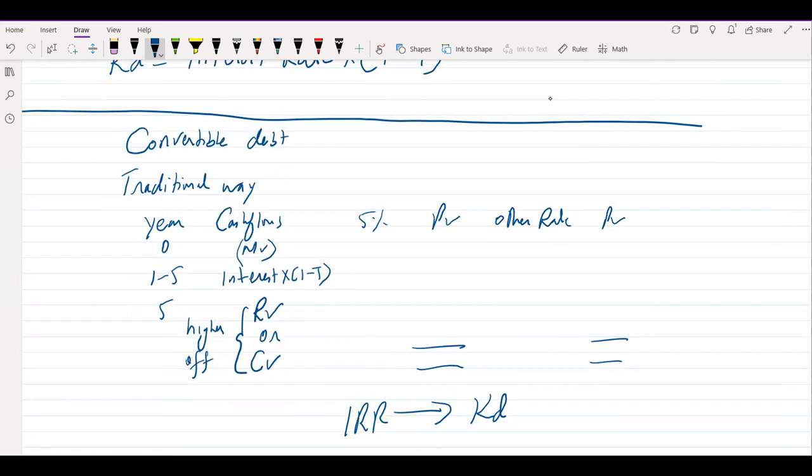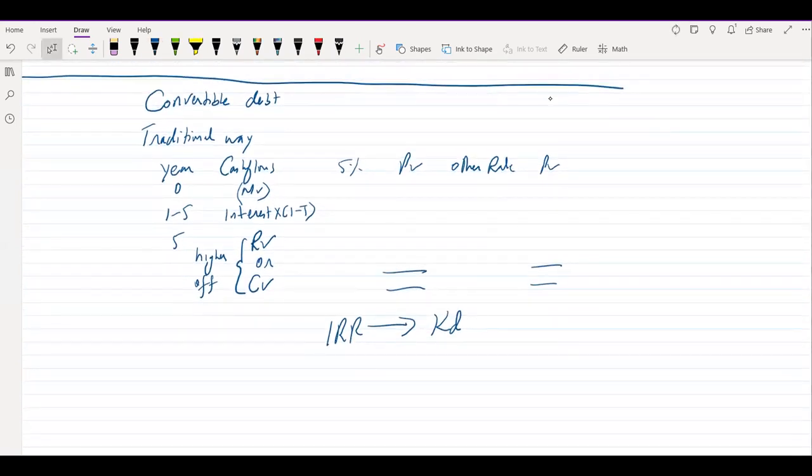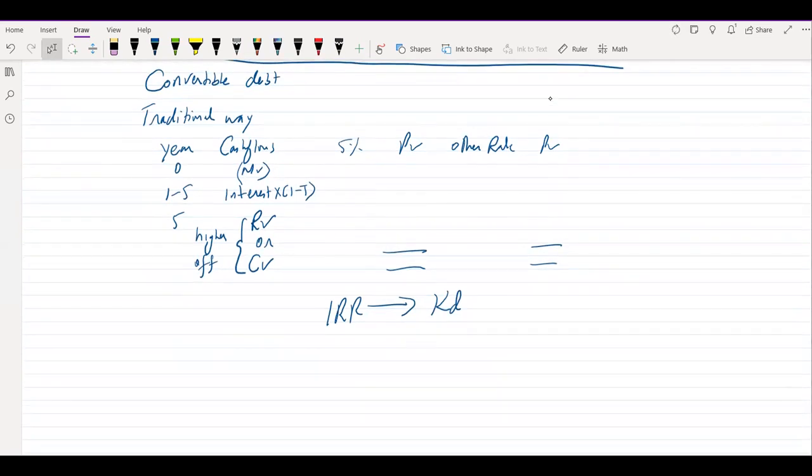What is the difference between this method and the previous method? Both methods are the same, except one thing. That is, in the last year, either you will take redemption value or conversion value. So what is redemption value?